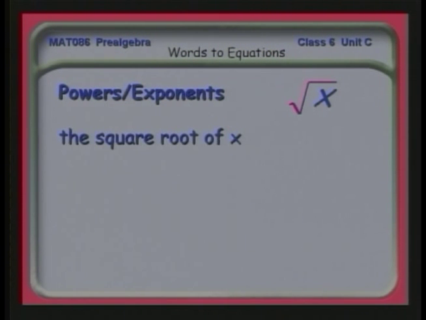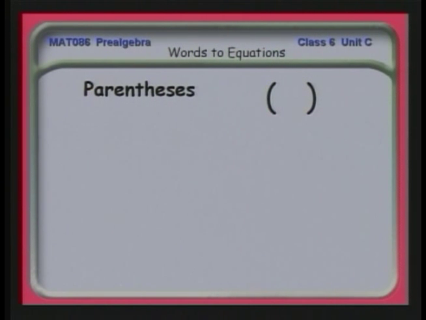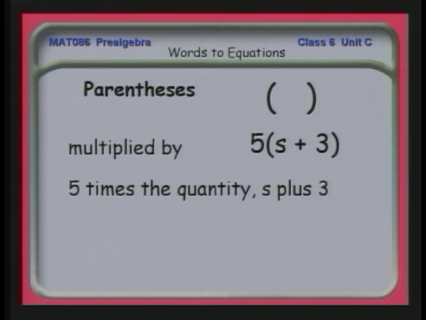Square roots. The square root of x is how I would translate that set of symbols. And you can actually have, if you have x cubed, you can also talk about cube roots, where n would be 3. In later math courses, we'll be looking at things like the cube root or fourth root of x. Not in this one. How do you talk about parentheses? You can talk about 5 times the quantity, 5 multiplied by s plus 3. 5 times the quantity.